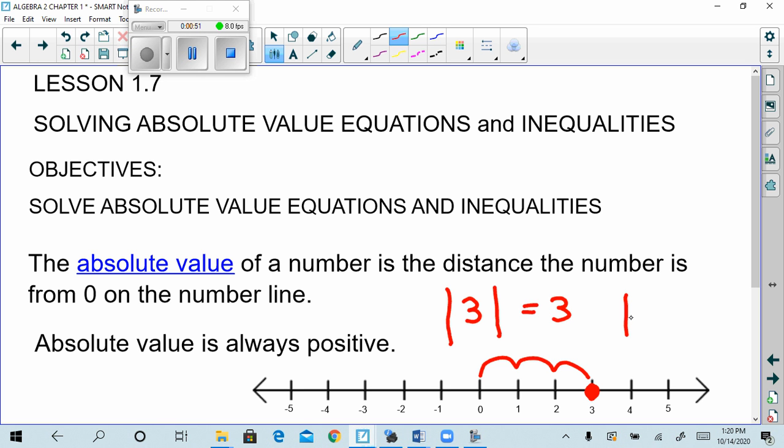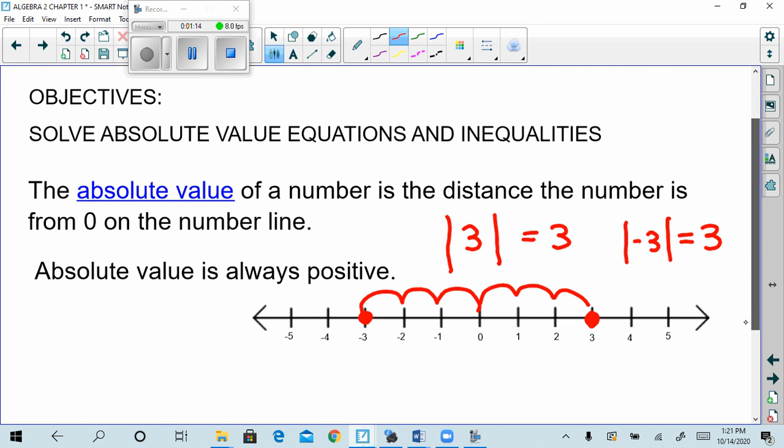Let's now look at a negative number. Let's look at negative 3. Well, negative 3 can be represented by a solid circle on the opposite side of the origin, and it is now 1, 2, 3 spaces from the origin. So how far is it, or what's the distance from 0? And absolute value is always positive.